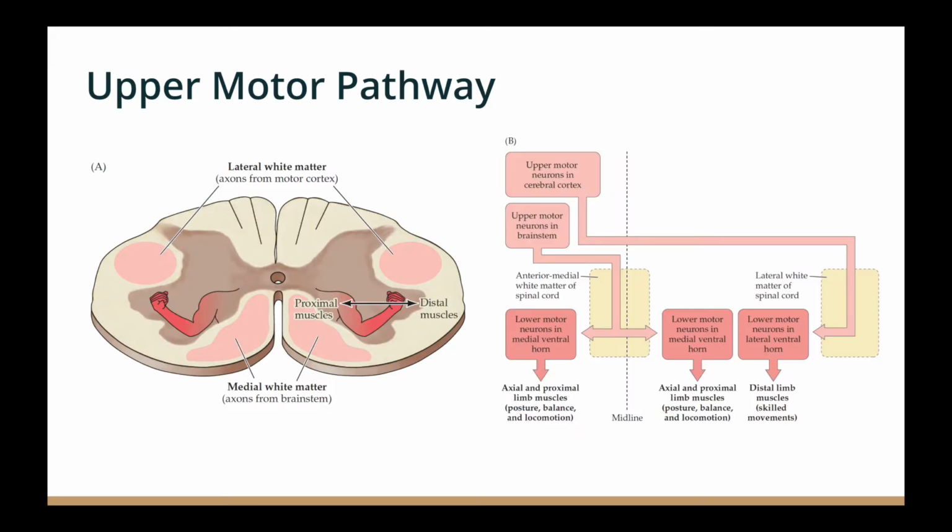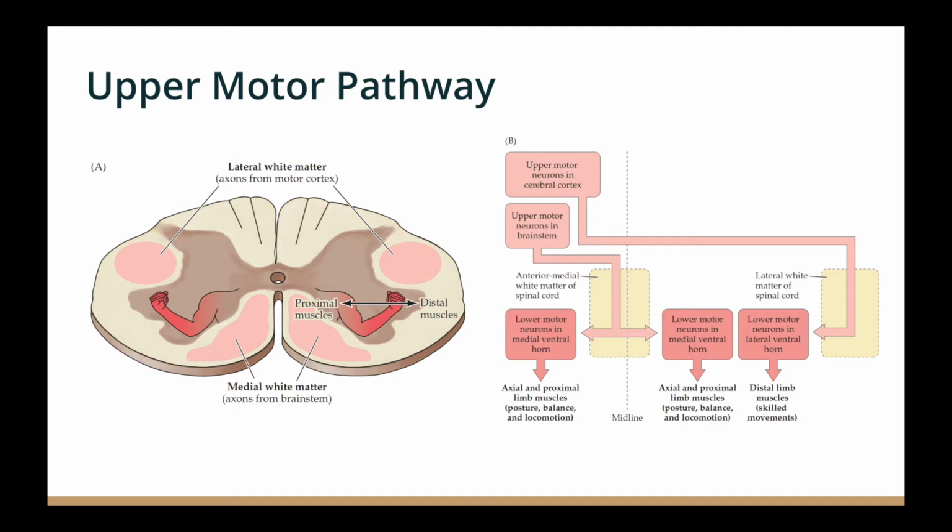Discuss the descending motor control. Part A shows a cross-section of the spinal cord and the specific regions where the upper motor neurons descend through the spinal cord. Part B goes a little bit more in depth of what's going on in Part A. So we have the upper motor neurons in the cerebral cortex, which are the circled red dots, descending through the spinal cord through the lateral white matter, and they will be innervating lower motor neurons in the lateral ventral horn to innervate the distal extremities for skilled movement.